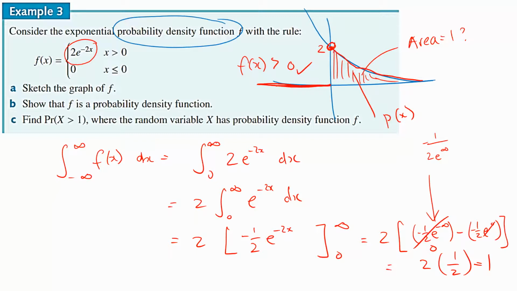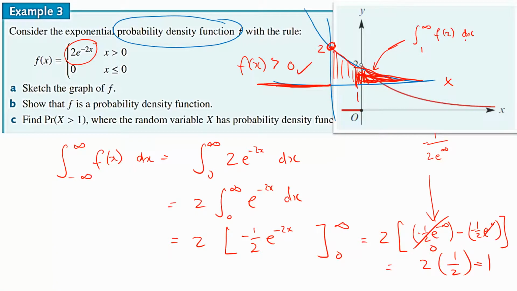And then now it says find the probability of x greater than 1, where a random variable x has this probability density function. All they're really saying is, if this is now your probability, and this represents your x values, find the area greater than 1. So what does that mean? It just means find the area under the curve between 1 and infinity of f of x dx.